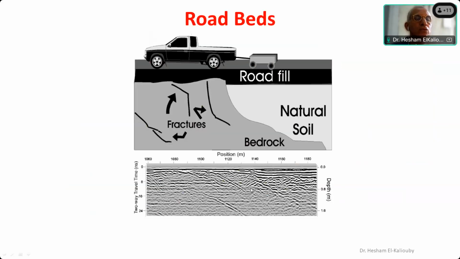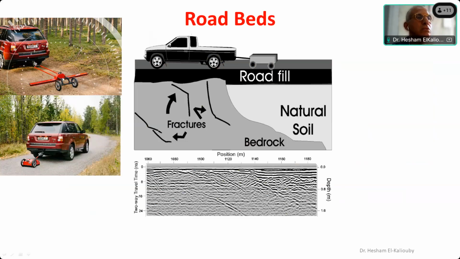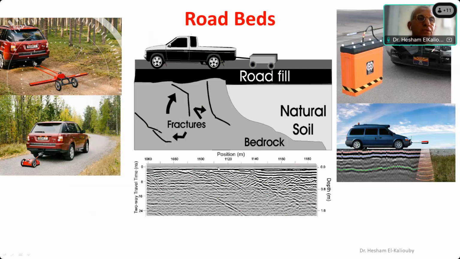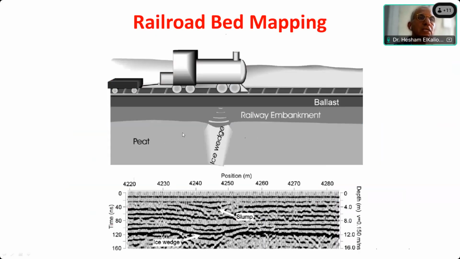Road beds: if you would like to check the quality of the road, if there are any fractures or fillings or cavities within the road, you can just mount the GPR antenna behind the car or in front of the car and scan the road. This is very useful to detect any fractures, cavities or sinkholes in the road. Also for railroad bed mapping, if you detect any cavities or ice wedge or any material that might cause a collapse or a danger for the train.